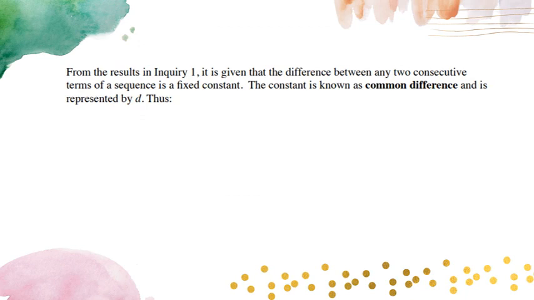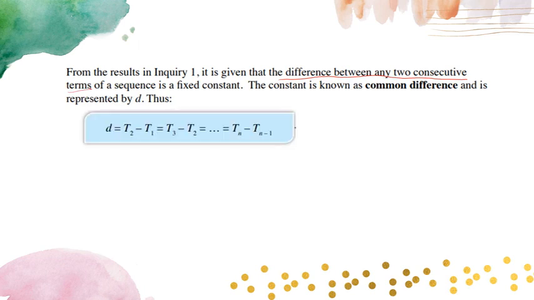Okay, from the result in inquiry 1 just now, it is given that the difference between any two consecutive terms, yang berturut-turut, of a sequence is a fixed constant. The constant is known as the common difference and it is represented by D. Thus, D is the second term minus the first term, or the third term minus the second term, and so on. Or we can conclude that it is Tn minus Tn-1. So, refer to inquiry one just now.